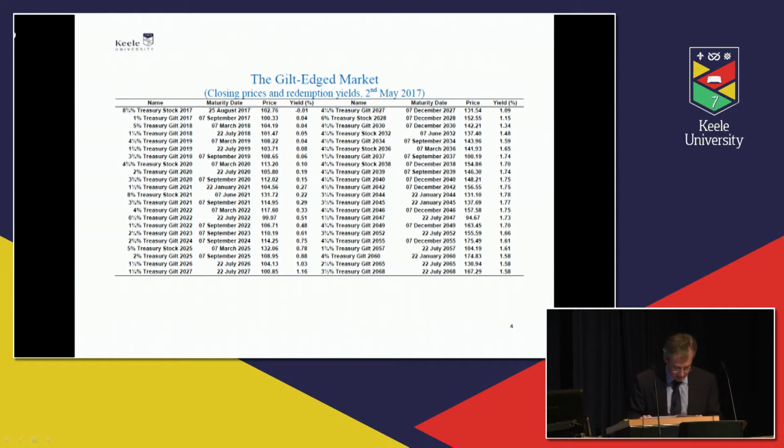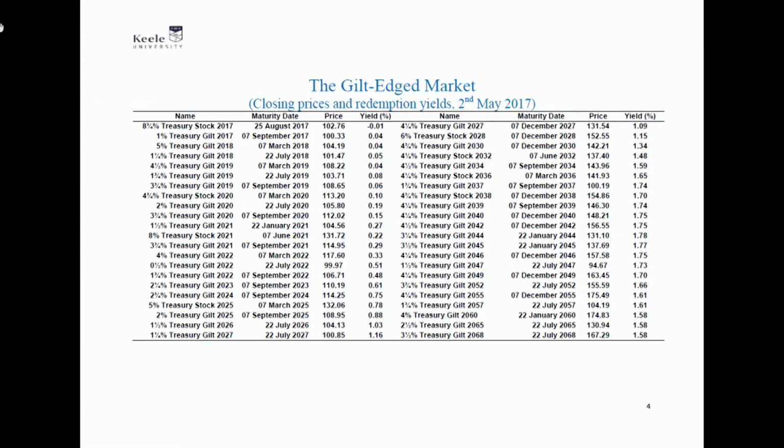Here's how the gilt market stood 1 month ago. I realise it's quite small, but hopefully you can see some of what's on the slide. There are 44 conventional gilts with maturities ranging from August this year, that's the one in the top left there, to July of 2068, which is this one in the bottom right-hand corner here. Shown alongside their name and their maturity date are their price and their yield, more on the yield later, at the close of business on May 2nd, so just a month ago.